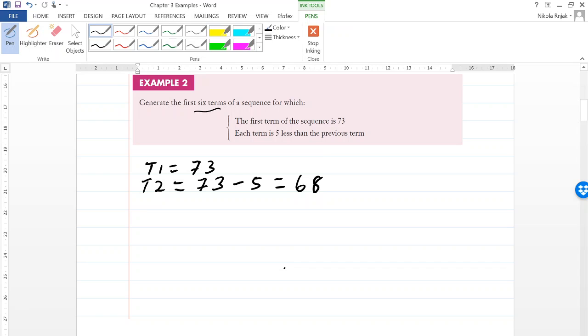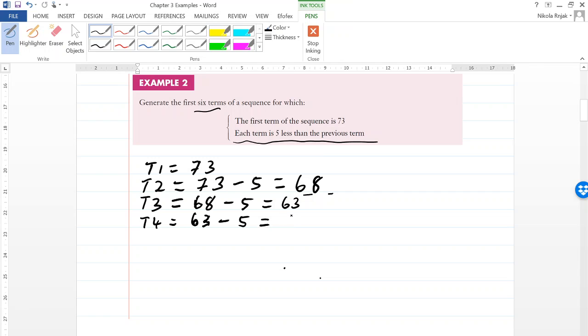To find out what term 3 is, we take term 2, so the 68, and we minus 5 again, which is 63. So to get the next term, you take the previous term and you minus 5, because it says here each term is 5 less than the previous term. So to get term 4, we go 63 minus 5, which is 58.